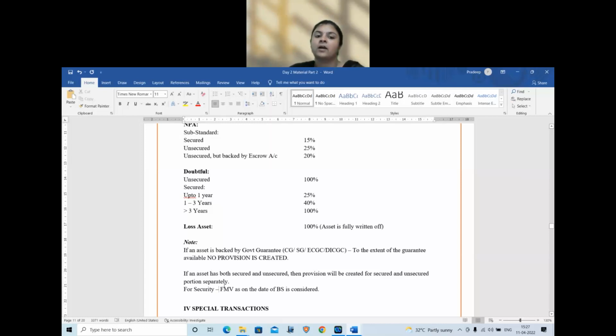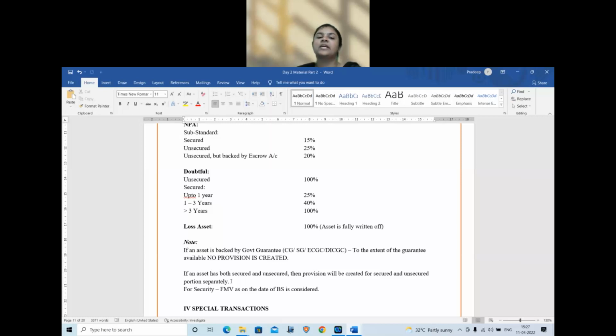Yes. Guarantee is always for the portion which is apart from the security. So if the asset is both secured and unsecured, then provision will be created for the secured portion separately, unsecured portion separately. And for security, the fair market value as on the balance sheet date will be considered. Wherever fair market value is given, it will be considered.